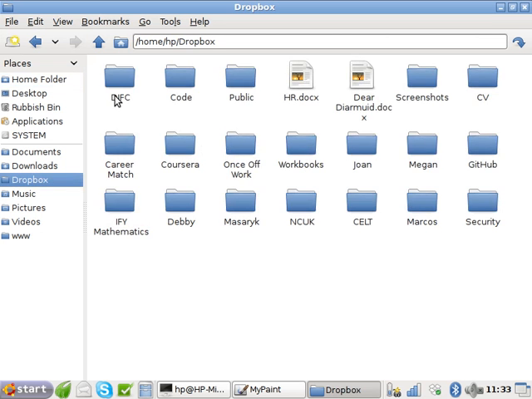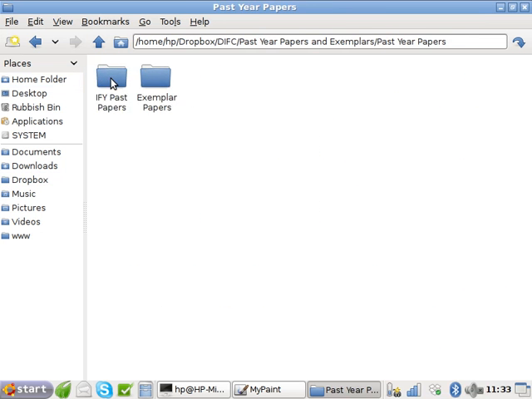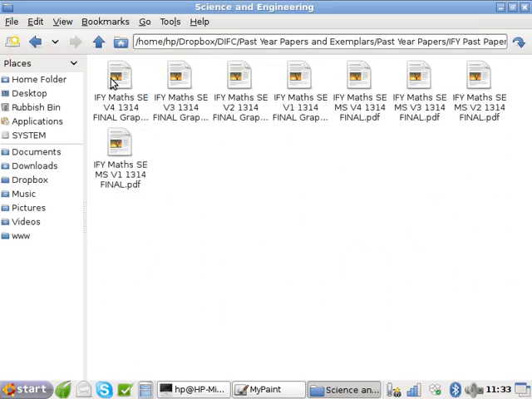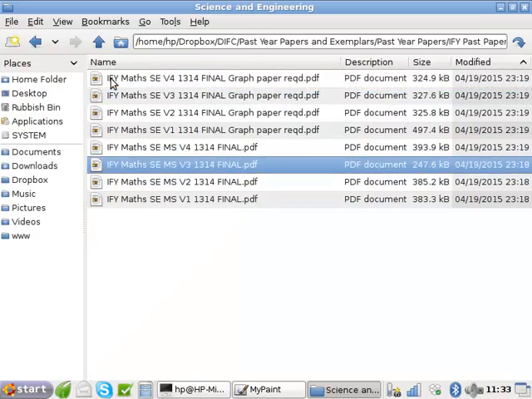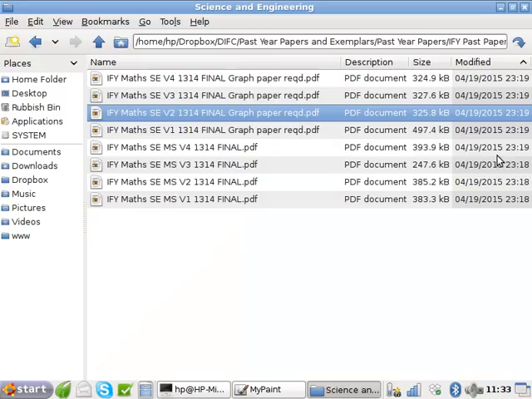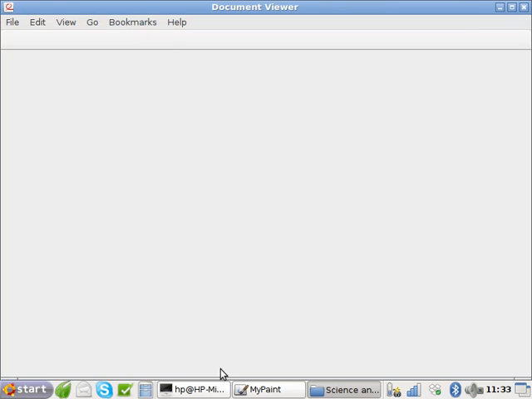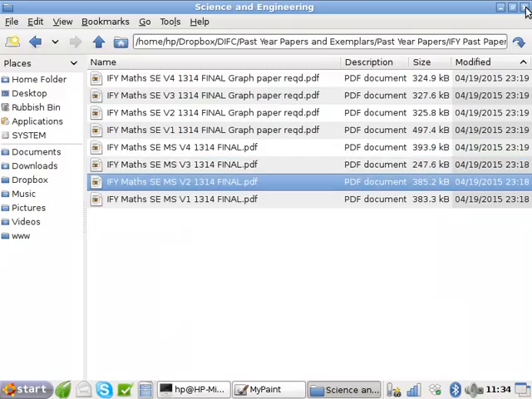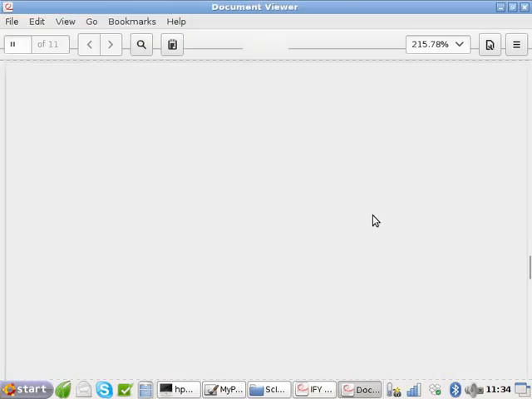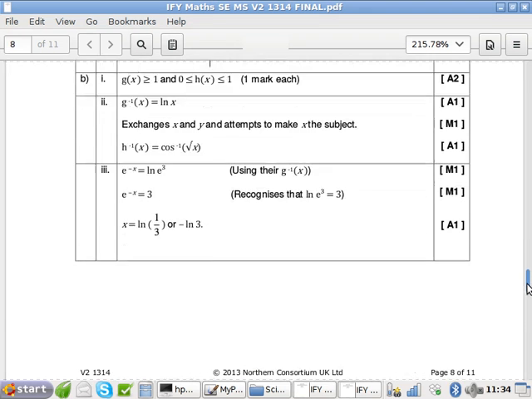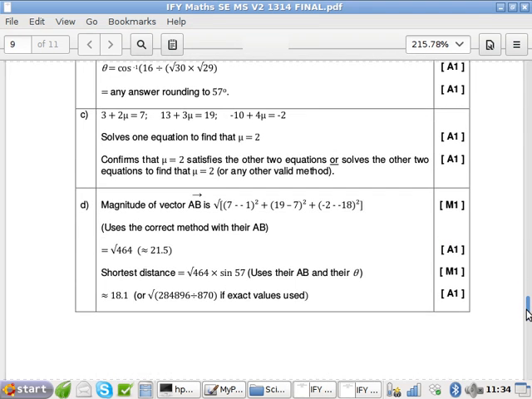So let me just find the past papers, IFY Maths 2014, Science and Engineering, version 3. No, only 2. Version 2, 34. Yeah. Marking scheme, version 2, 34. Yeah. No, it wasn't right. That was the exam. I want the marking scheme. Right. That's version 2.